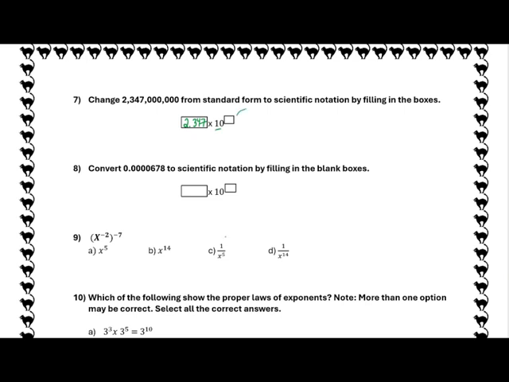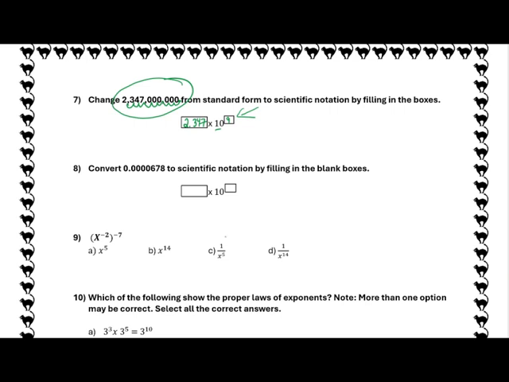Okay, this exponent depends on how many jumps it takes from here all the way to there. So let's go ahead and make those jumps. If you don't see the decimal, it's always at the end. 1, 2, 3, 4, 5, 6, 7, 8, 9. So that should be to the 9th power. And remember, if the exponent is positive, then it's a big number. If the exponent is negative, then you're going to end up with a decimal like this or something like that. Okay.